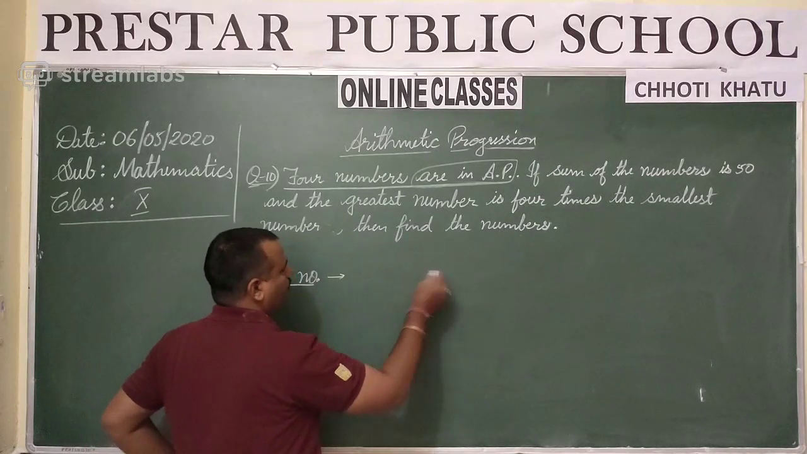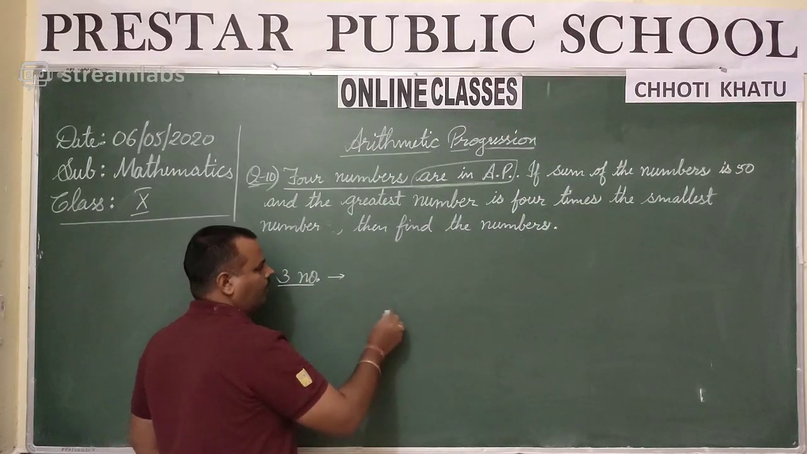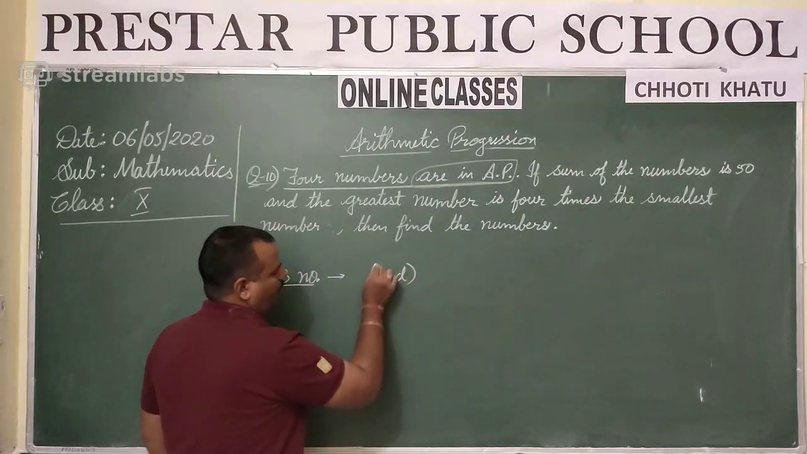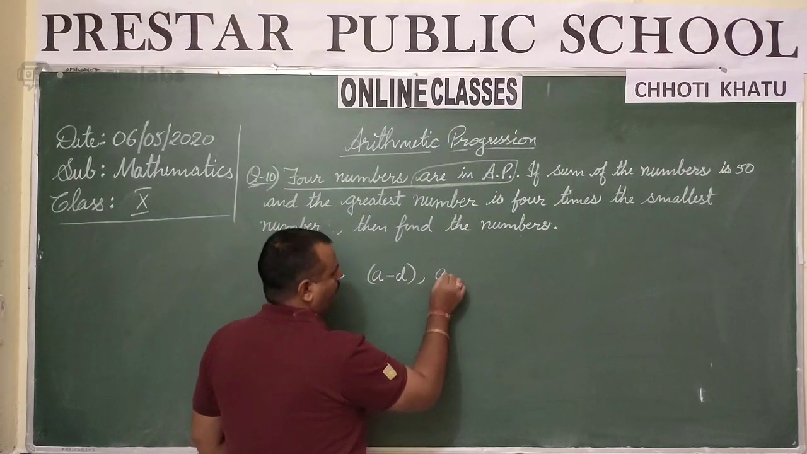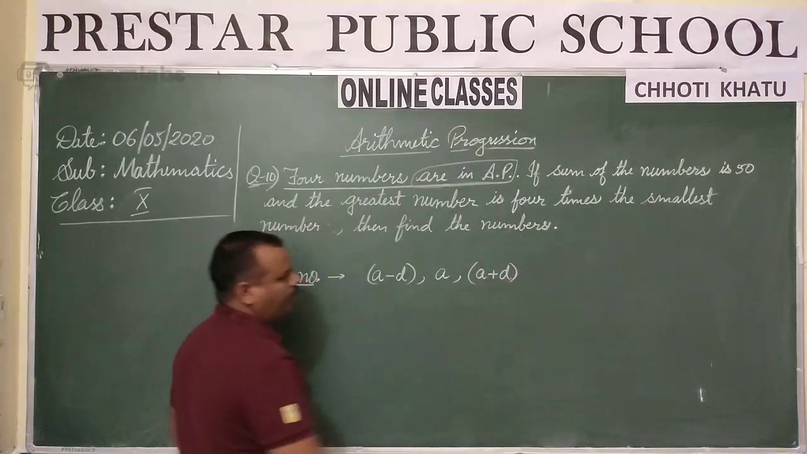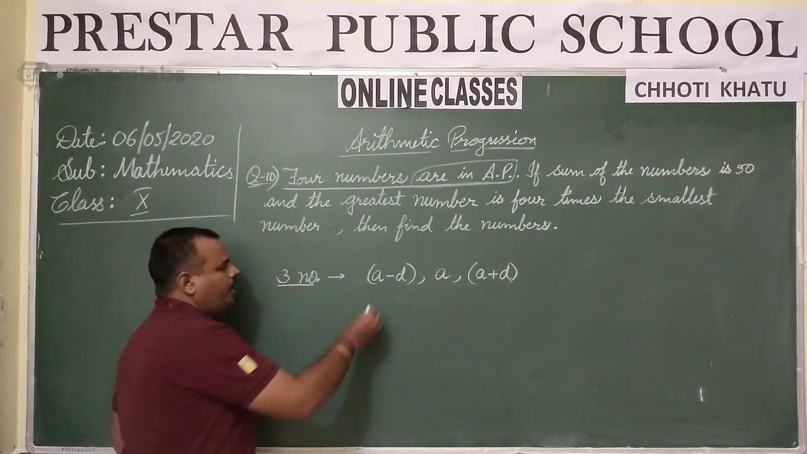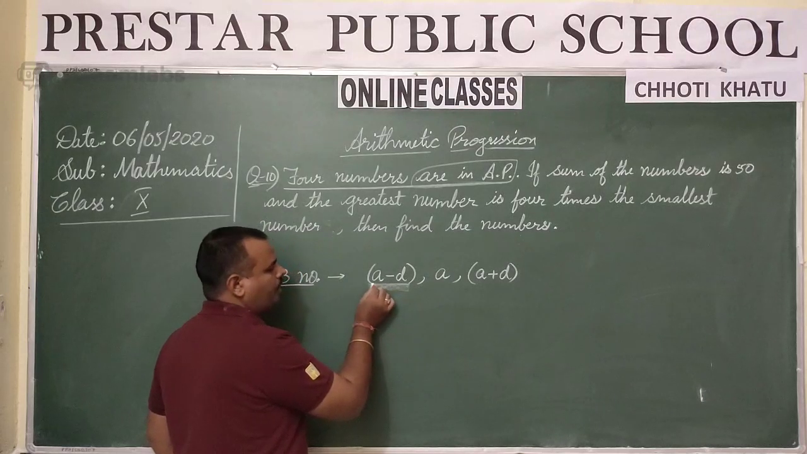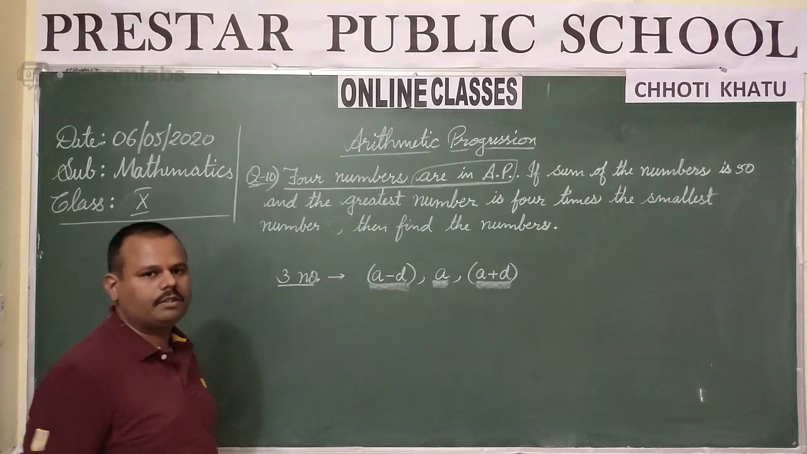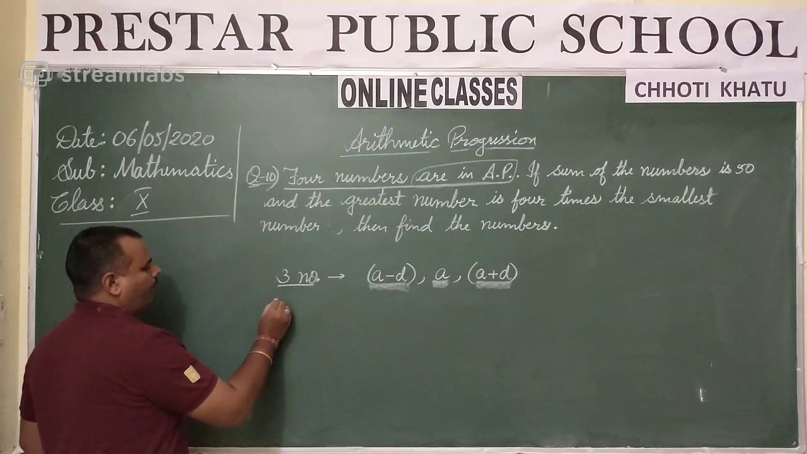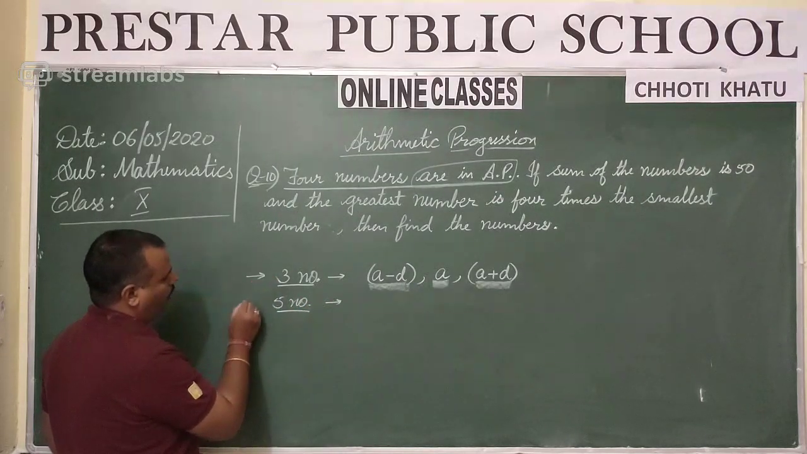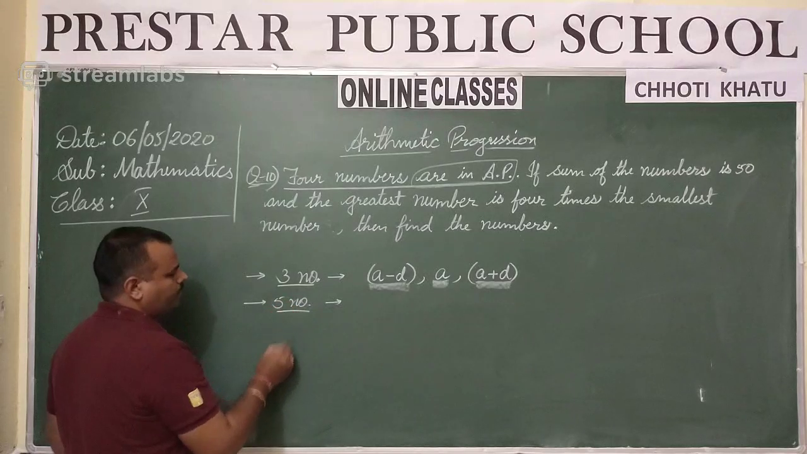We know that the difference between consecutive terms in AP is equal. So we will take the first number as A minus D, the second as A, and the third as A plus D. So these are the three numbers you are going to consider: A minus D, A and A plus D. I'm just talking about the odd values: 3, 5, then 7 will do it.